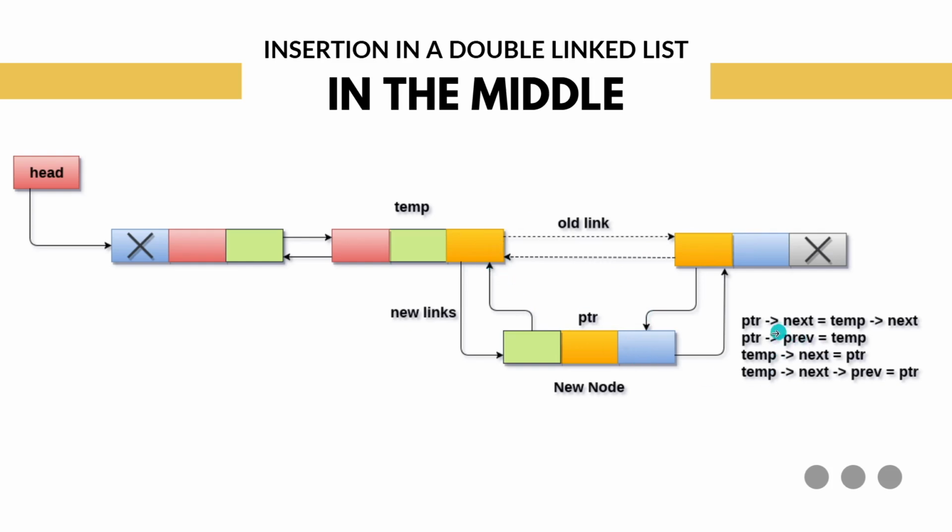That is what we have done here. We take the address from temp's next, it is actually the address of this node. I move that to pointer's next. So, hereafter this pointer will be pointing to the successive node in that list.